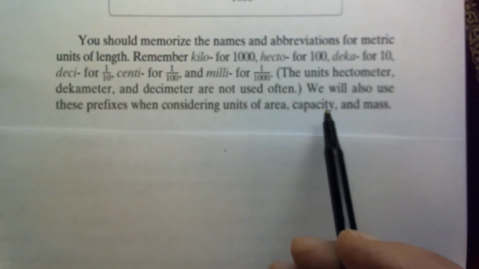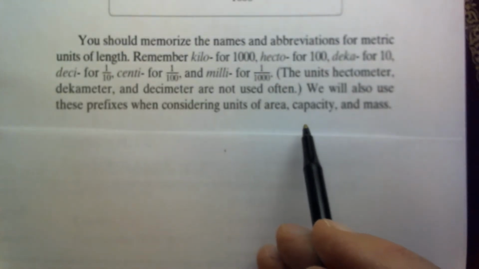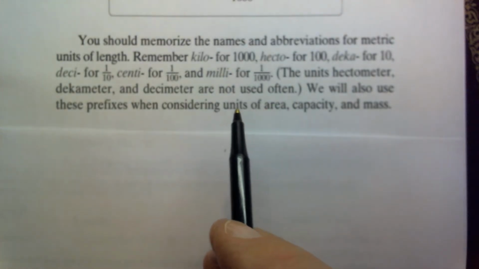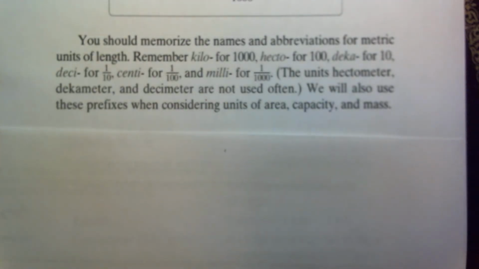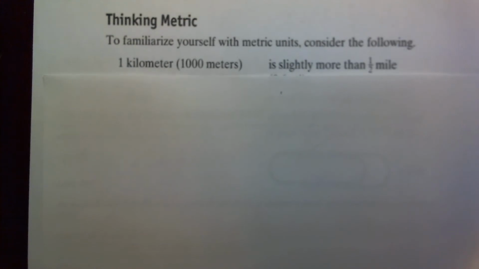In the future, we will use these prefixes when considering units of area, capacity, and mass. So in other words, these units will show up again later. Next we'll be talking about thinking metric. The idea here is to familiarize yourself with metric units, in other words, to develop a feel for what they mean.